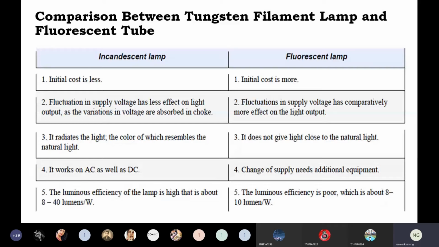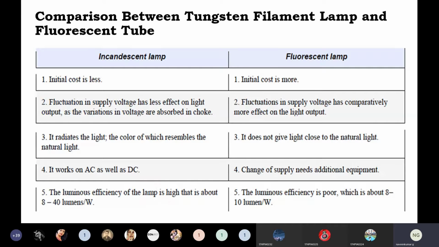Tungsten filament lamp, initial cost is less. Fluorescent lamp, initial cost is more. Incandescent lamp, fluctuation in supply voltage has less effect on light output as the variations in voltage are absorbed in the choke. Okay, that is nothing but a coil.